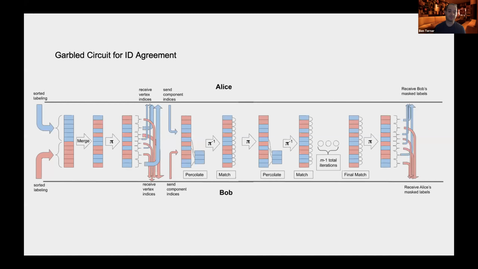We implemented this for the honest but curious setting using oblivc. You can see this is just a diagram of all of the components in the garbled circuit. You can refer to the full talk or the paper for all the information, but the performance was fairly good. Like we could do about 2 million users on each side and on the order of a day.